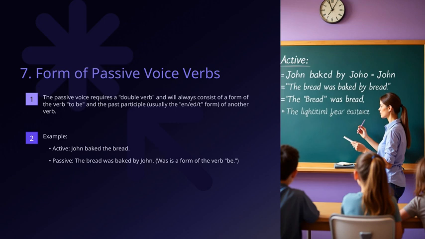For example, in the active voice, we might say, "John baked the bread." When we switch to passive voice, it becomes, "The bread was baked by John." Notice here that "was" is a form of to be, and "baked" is the past participle. This structure is fundamental because it helps us understand how to form passive sentences correctly. It also connects to the overall theme of how we can shift focus from the doer of the action to the receiver of the action in our sentences.